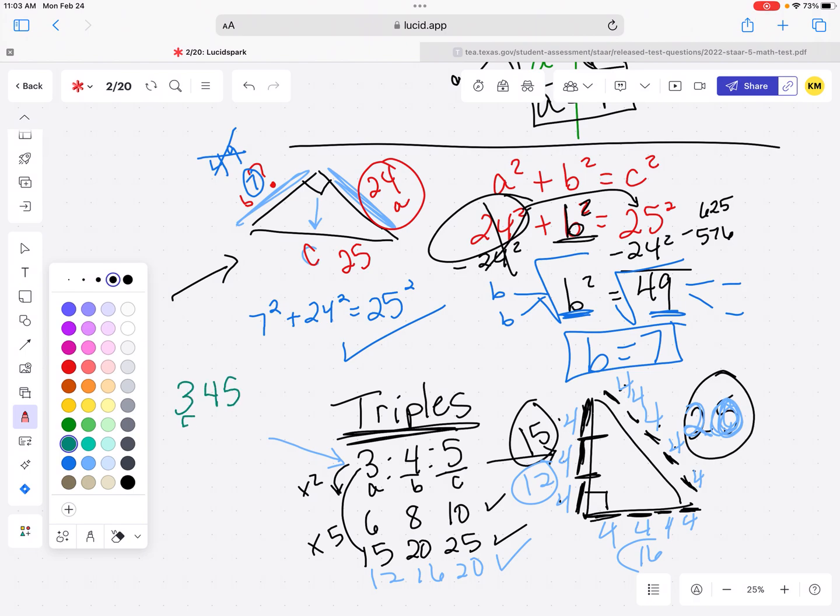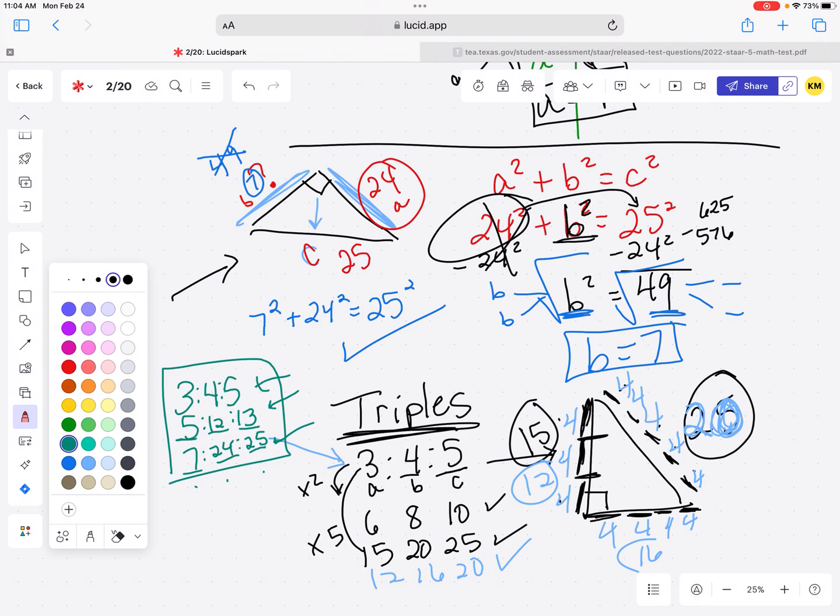These are the 3 that I ask kids to put to memory: 3, 4, 5, 5, 12, 13, and 7, 24, 25. These are the main Pythagorean triples that you work with a lot and that test makers use when they're giving you triangles. Just don't forget that they could double any of them. So this could be 10, 24, 26. They could double these and say 14, 48, and 50. Any variation of these is still a triple because it's the ratio.